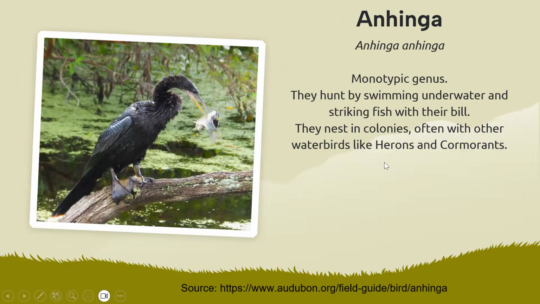The American anhinga is a monotypic species, and they hunt by swimming underwater and striking fish with their bill. I actually captured that pretty well here in this image. This was a photo I got of one trying to get a fish that it scared off of its beak, which it was failing to do quite spectacularly. They actually nest in colonies, often with other water birds like herons and cormorants.